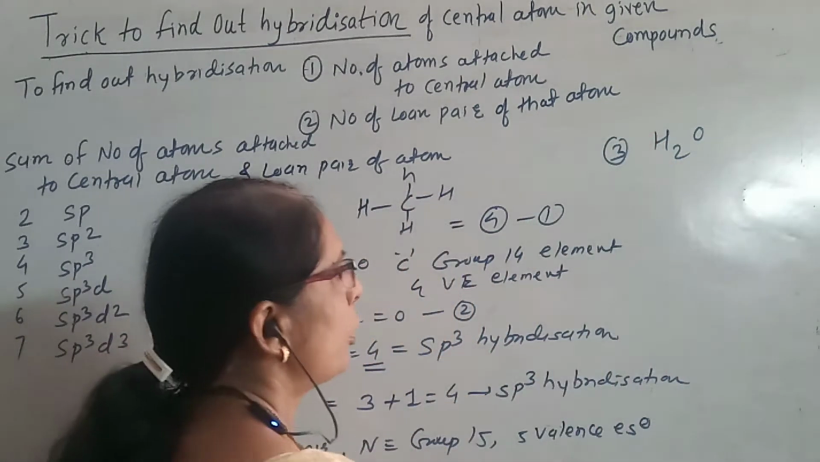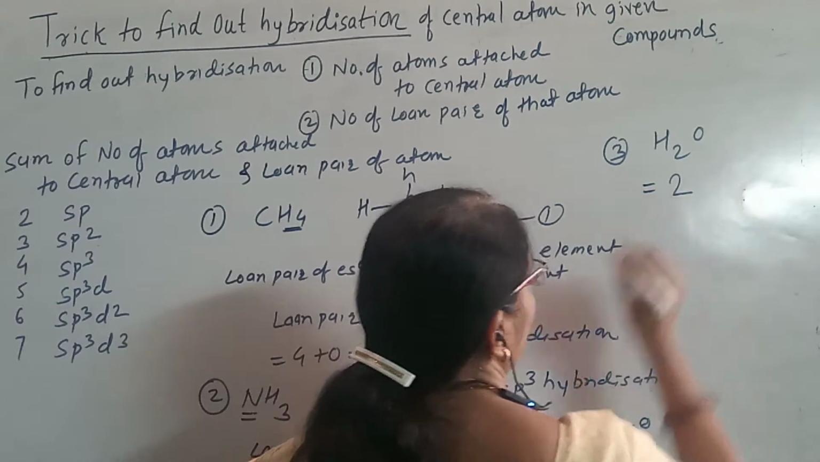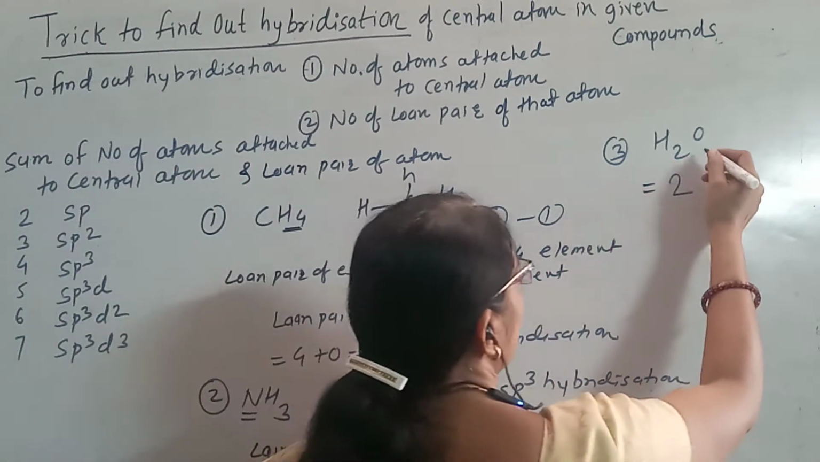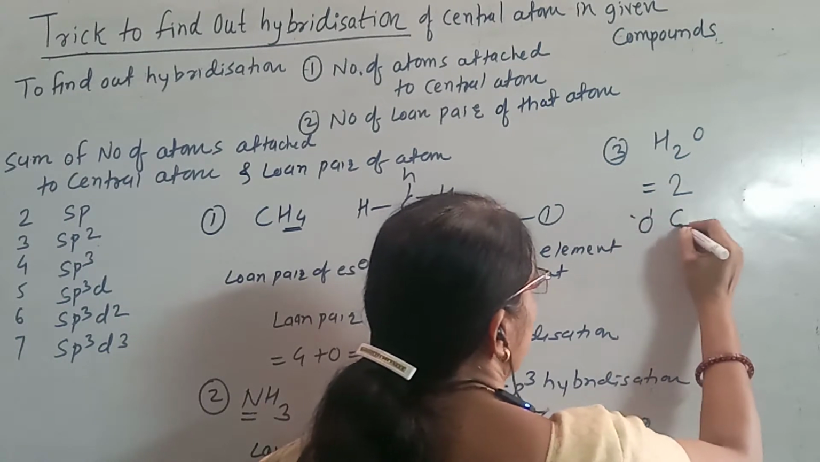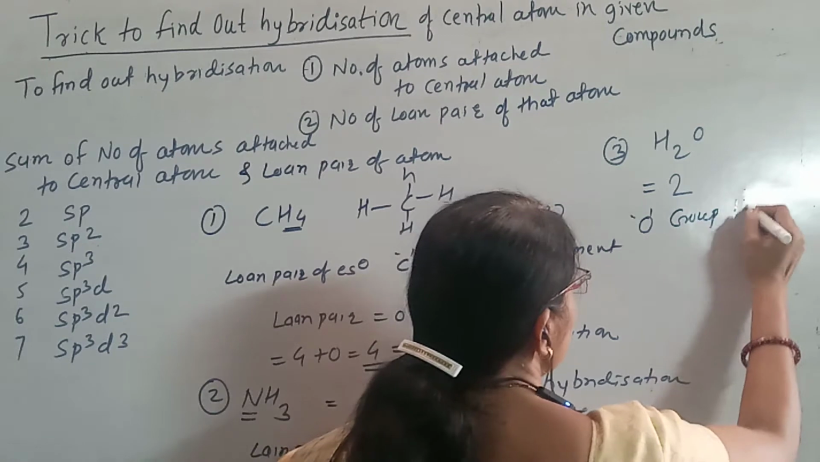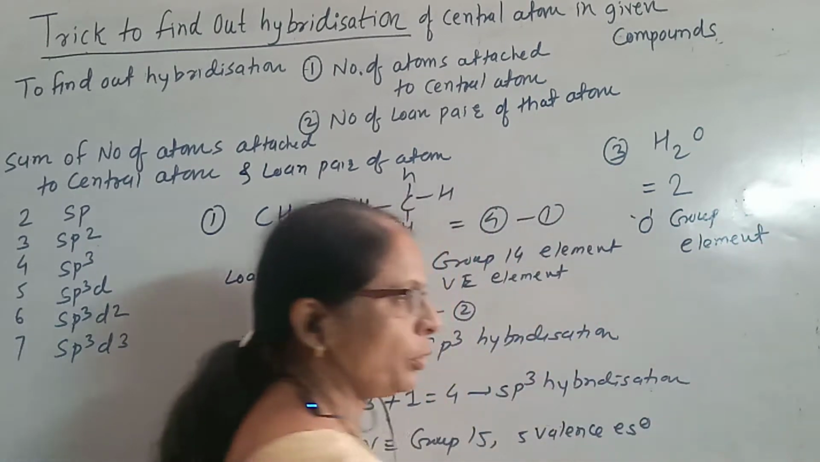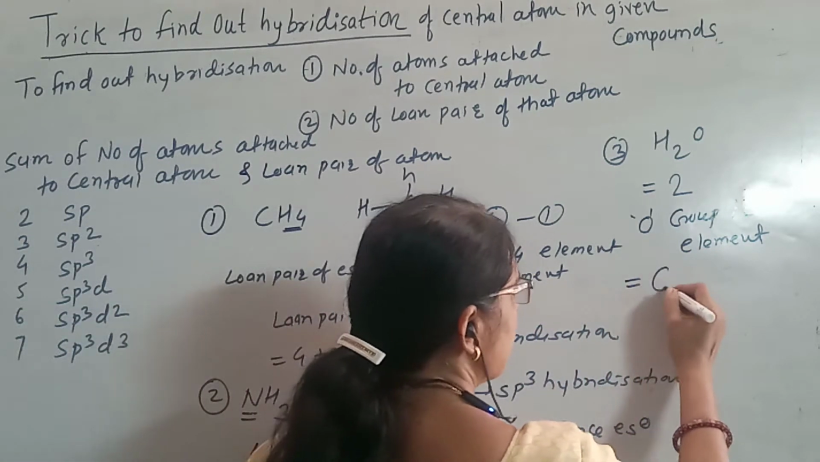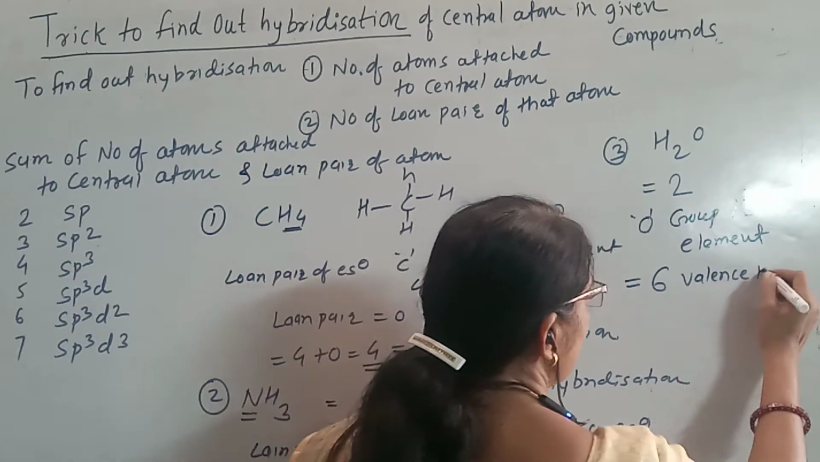Now look at water. The oxygen is bonded with how many? Oxygen is bonded with 2. So 2 is the number of atoms to which oxygen is attached. Now we have to find out the lone pair. In order to find the lone pair, oxygen is a group 16 element. Remember, we must know which group the element belongs to. So it is a group 16 element, and it has 6 valence electrons.